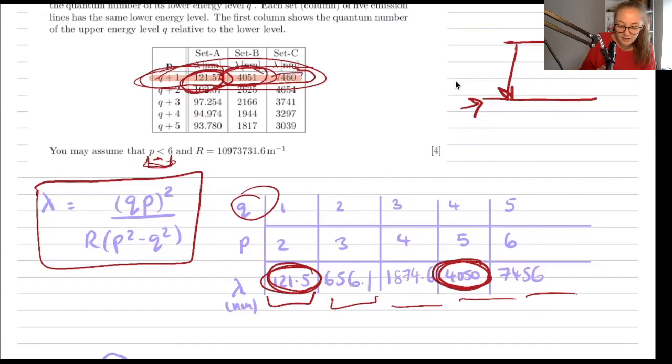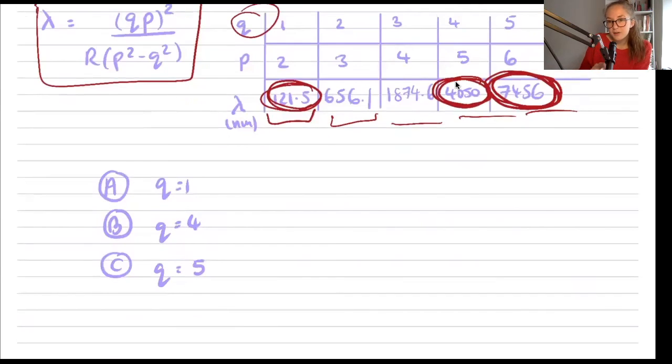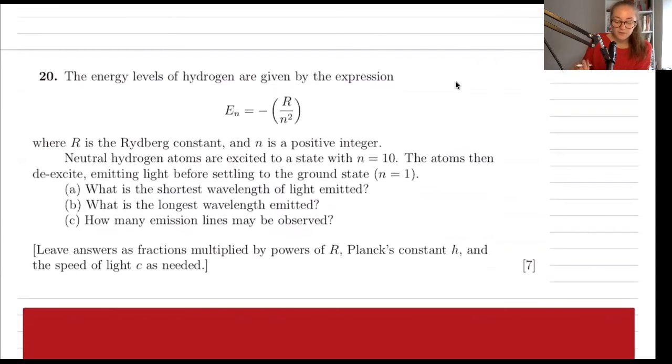And then 7,460 is what we got for, or close to what we got for Q being 5. So for set C, Q is 5. And that's our answer. And now we have a slightly easier question relating to these energy levels of hydrogen to finish. And they gave us an expression for the energy levels of hydrogen here, a different one to previously, don't really know why.